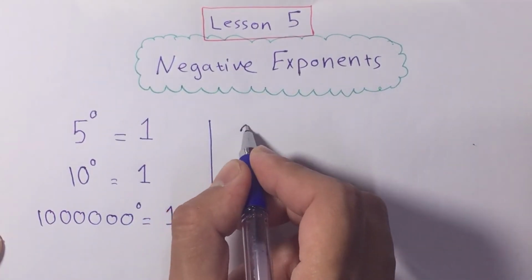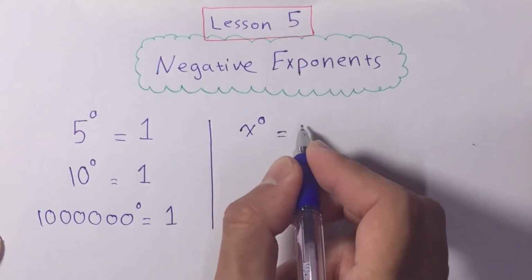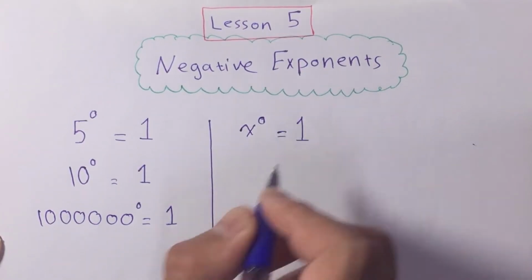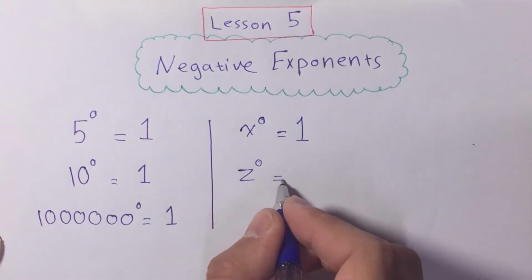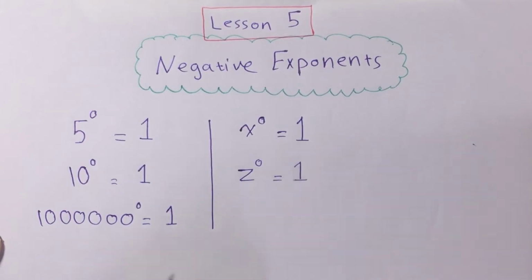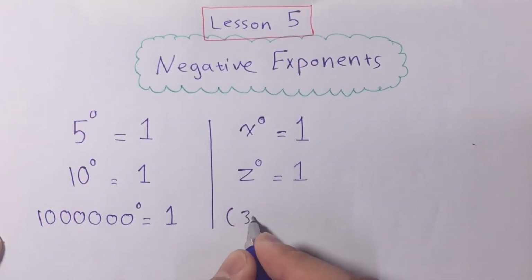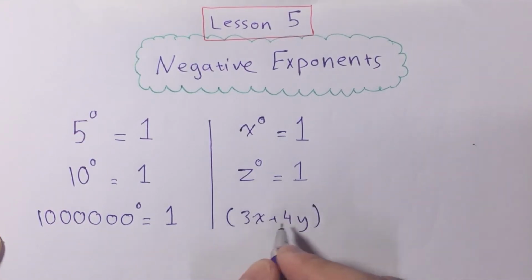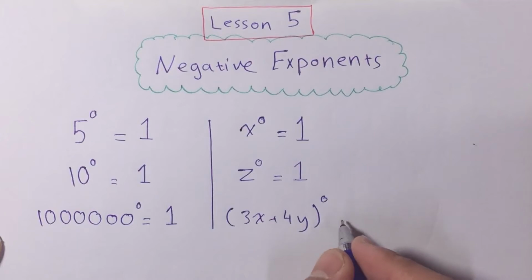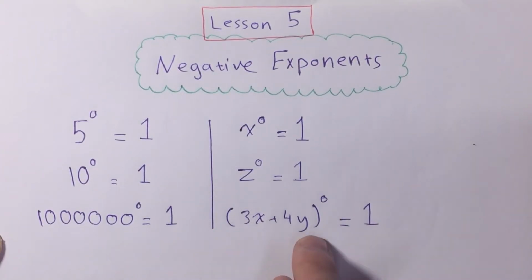What about variables? If we have x to the power of 0, that also will be equal to 1. If we have z to the power of 0, it will also be equal to 1. If we have an expression, let's say 3x plus 4y, and all this expression to the power of 0, it will also be equal to 1. So anything to the power of 0 will give us 1.